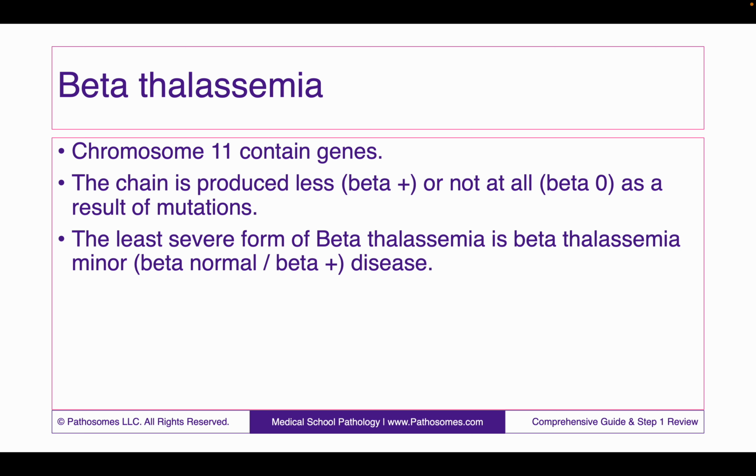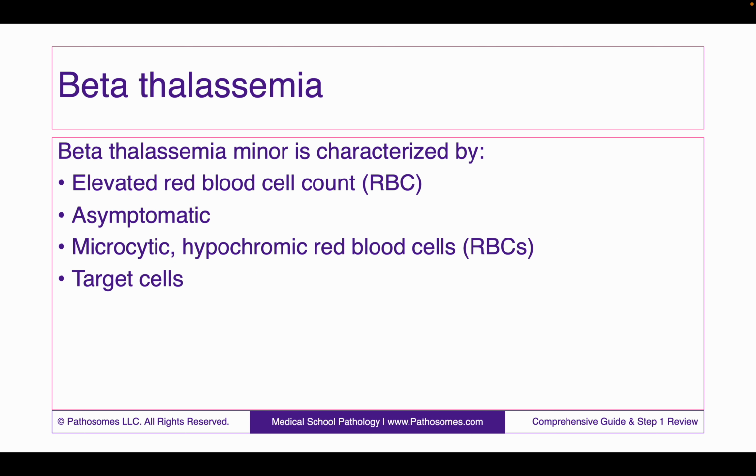Now, the chain is produced less with beta plus or not at all with beta 0 as a result of mutations. The least severe form of beta thalassemia is beta thalassemia minor, where there will be a beta normal / beta positive finding. Beta thalassemia minor is characterized by elevated red blood cell count. The patients are typically asymptomatic, and the findings would show microcytic hypochromic red blood cells and target cells, classically, target cells.